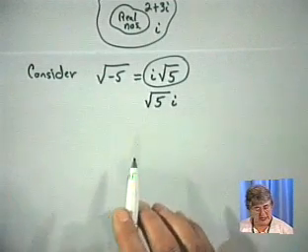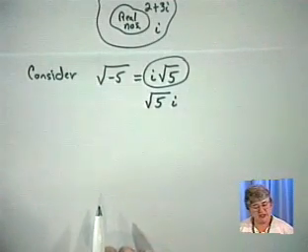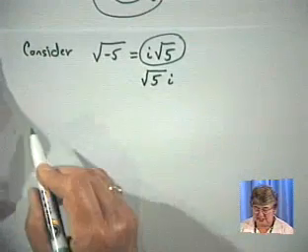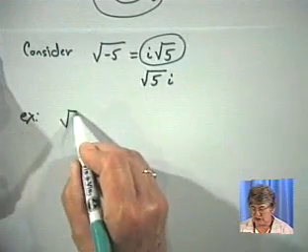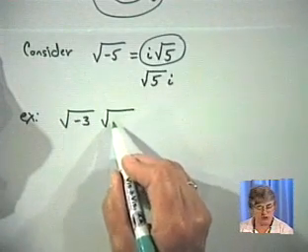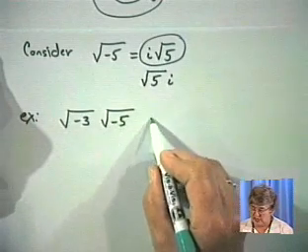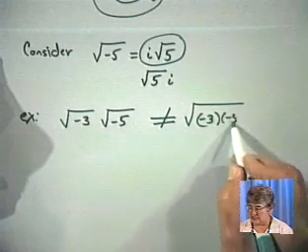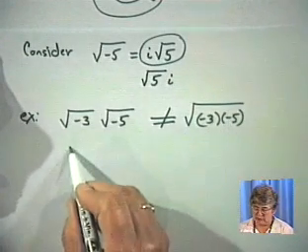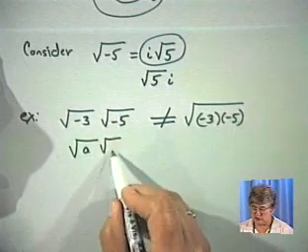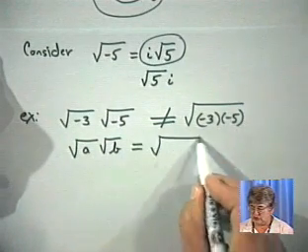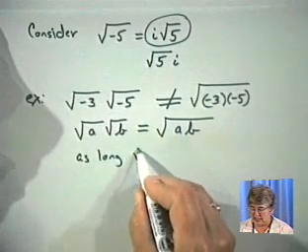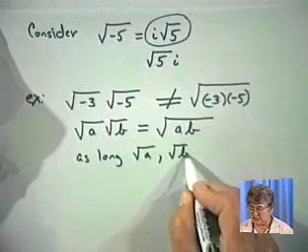Now, let's look at these numbers a little bit more, because when we multiply and divide them, for example, suppose that we have the square root of negative 3 times the square root of negative 5. We cannot say that that is the square root of negative 3 times negative 5. If you remember, we had the property which said the square root of A times the square root of B equals the square root of A times B, as long as the square root of A and the square root of B are real numbers.